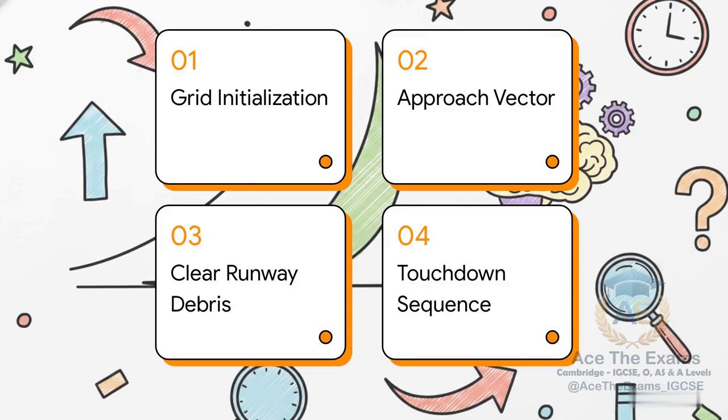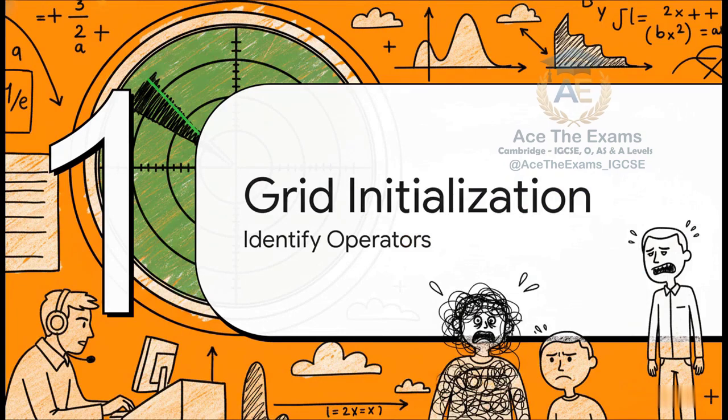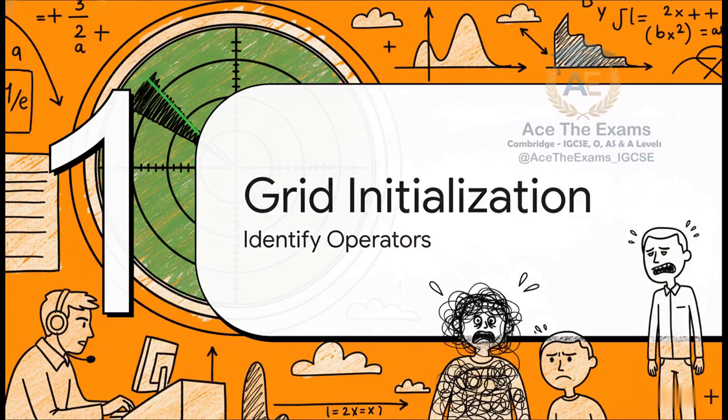To manage this crisis, here is our flight approach manifest. First up, radar grid initialization. Second, routing the approach vector. Third, clearing exam runway debris. And finally, the safe touchdown sequence. Let's get moving. Moving right into our first phase, radar grid initialization.